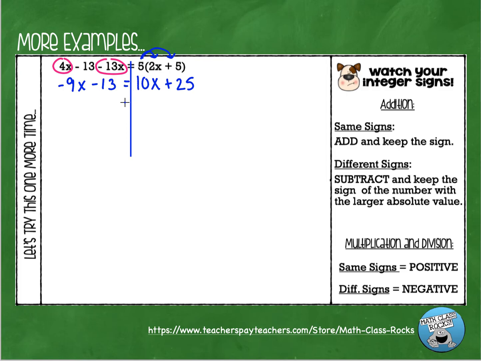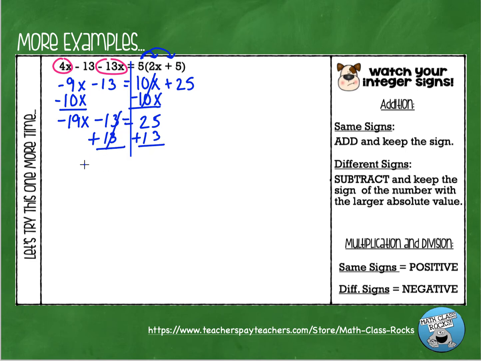Okay, my next thing is I want to get my variables together. I can either cancel this negative 9 and move it over to the right, or I can move the 10x over to the left. You know I like my variables on the left, so I'm going to subtract 10x on each side. Now, if you wanted to add 9x to each side and move the variables to the right, that's fine. But it is completely up to you. So negative 19x minus 13 on the left equals 25. Okay, I have a two-step equation. I'm going to add 13 on each side.